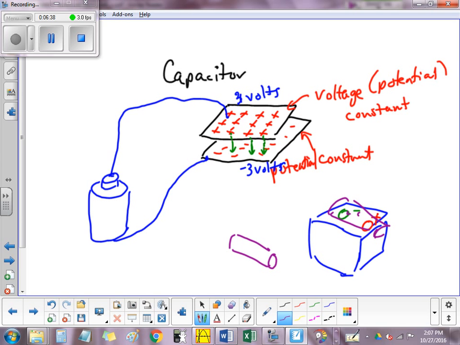All 12 volts wasted in probably under a few seconds. So it just depletes the whole battery. So never short your battery if you can help it.